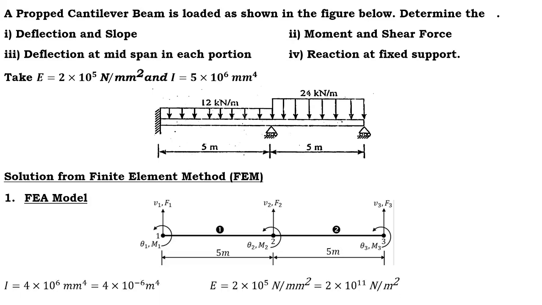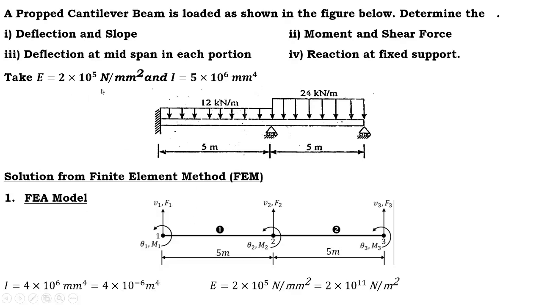Now once the FE model is done, next we need to calculate the element stiffness matrix. Before doing that, let us make all the units uniform. I value is given in terms of mm raised to 4, but applied load and lengths are in meters. So let us convert that also into meters. Therefore I will become 4 into 10 to the power of minus 6 meter raised to 4.